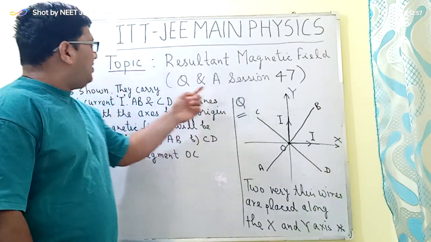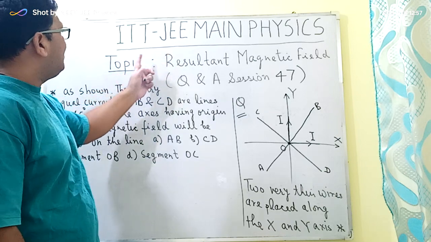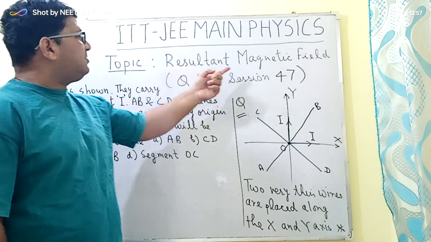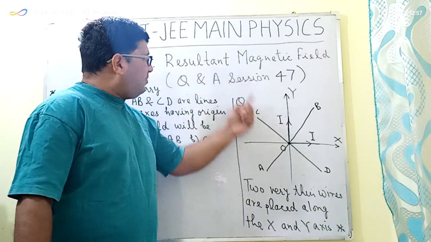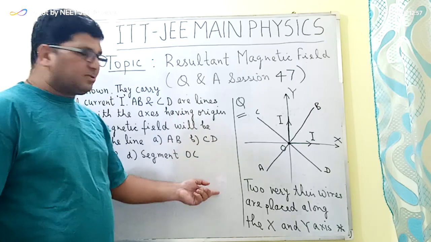Good afternoon and welcome to the Q&A session 47 from the playlist of IIT-JEE main physics. The topic is the calculation or finding the resultant magnetic field. And based on this topic, I have one question for this session which is written here on this board.